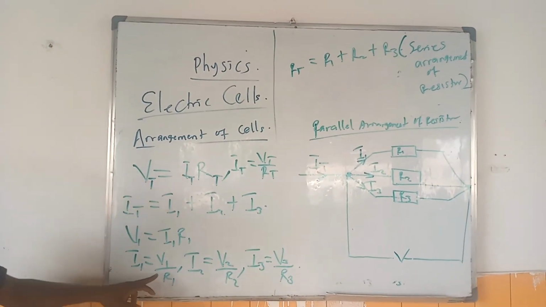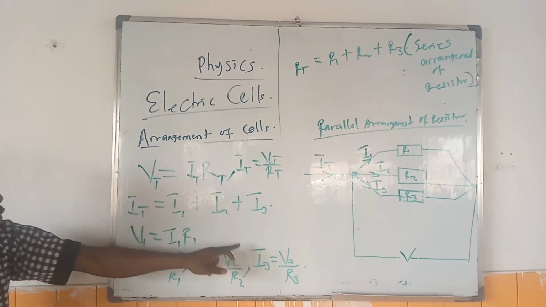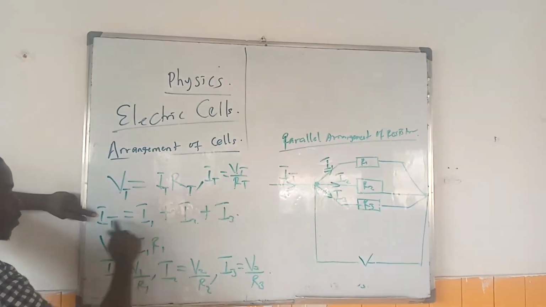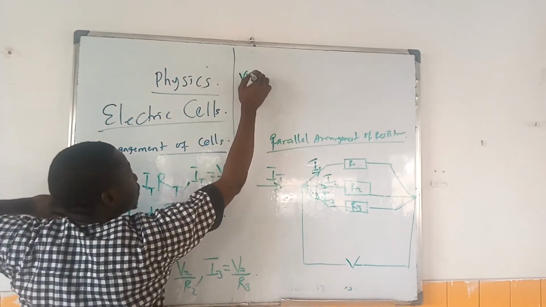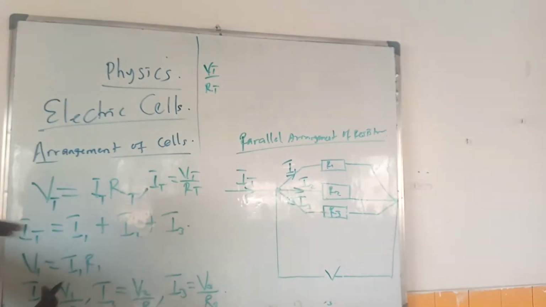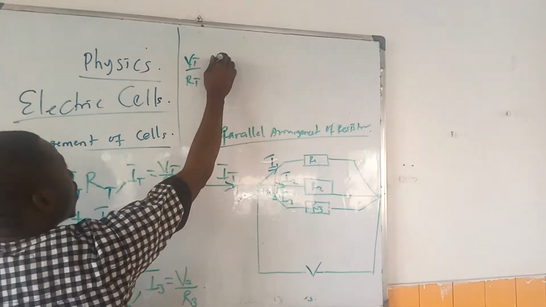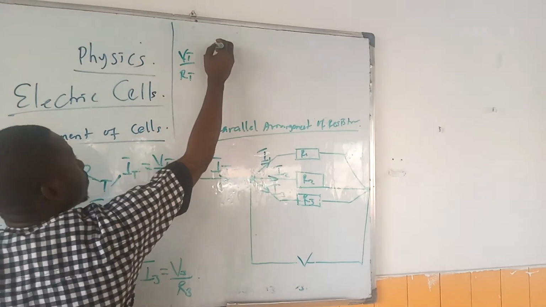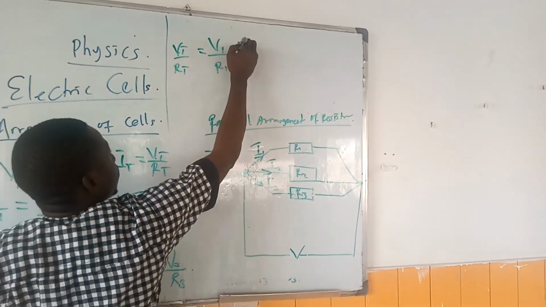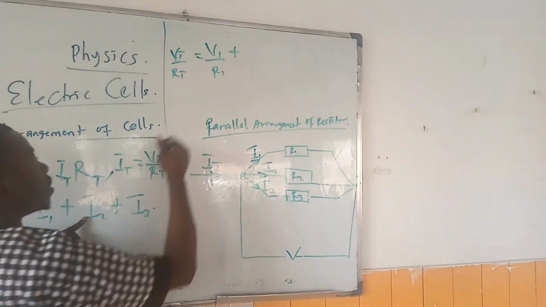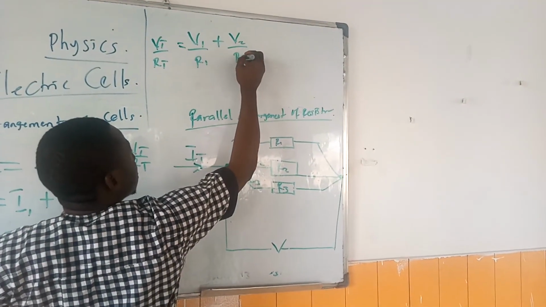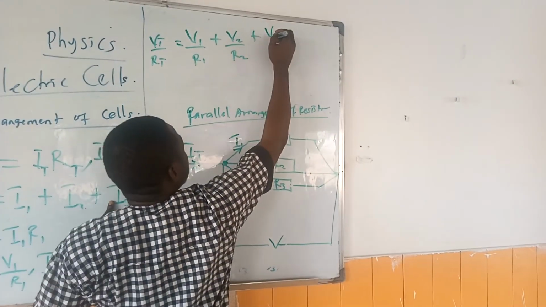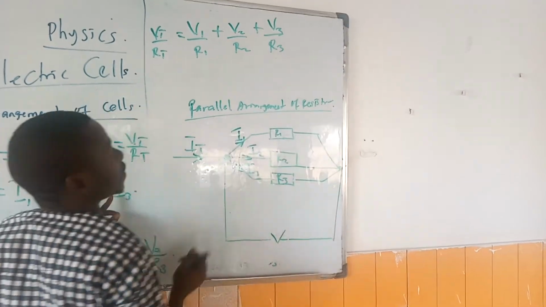Now, after that, let's substitute I1, I2, and I3. I can clear that side. From here now, you have V total all over R total, which is equal to I1, which is V1 all over R1, plus I2, which is V2 all over R2, plus I3, which is V3 all over R3.